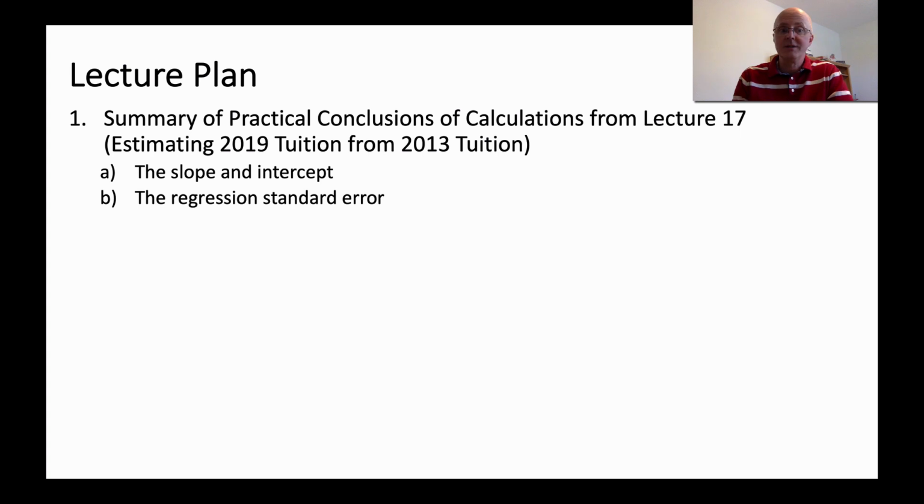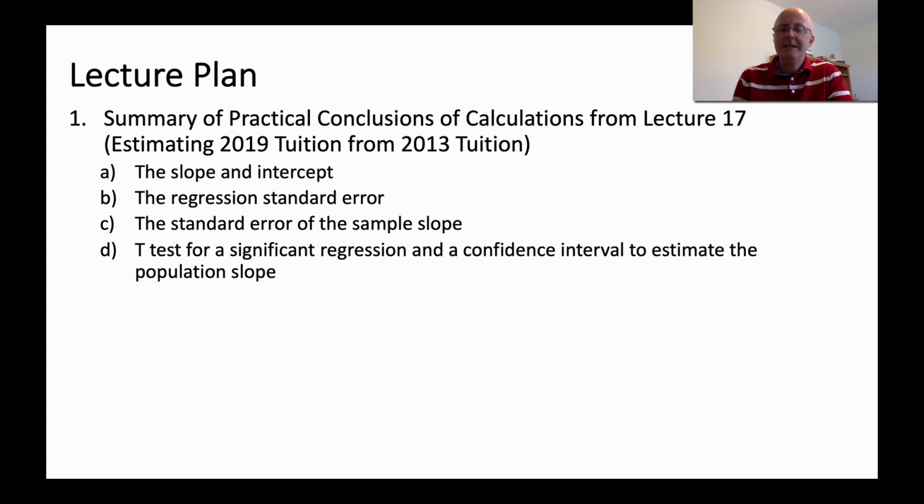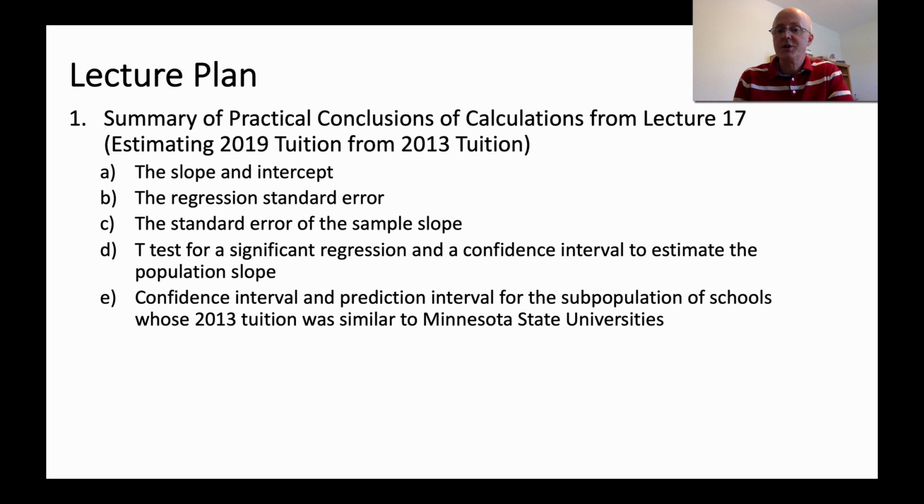We'll talk about the regression standard error interpretation, the standard error of the sample slope, the t-test for a significant regression, which is one of the most important things to do at the start, and a confidence interval to estimate the population slope. Then a confidence interval and a prediction interval for a subpopulation of schools whose 2013 tuition I picked, my own choice, to be similar to Minnesota State University's, which by the way is different than the University of Minnesota. The coefficient of determination we'll emphasize for its importance in the model, based on the fact that in this case it's very close to 100%.